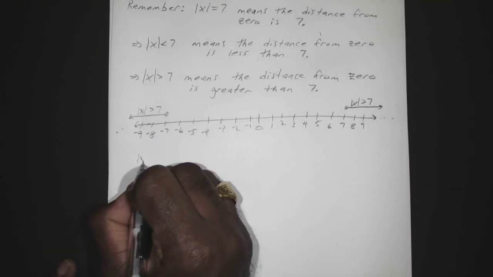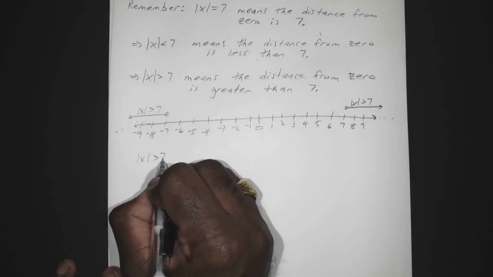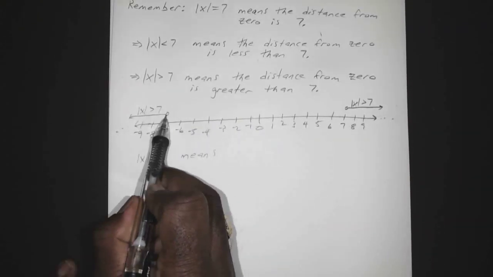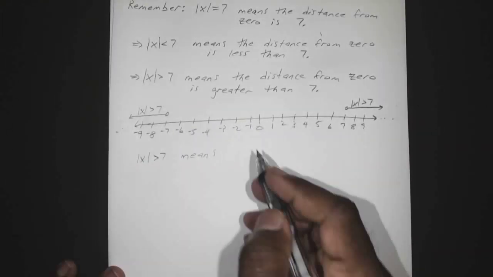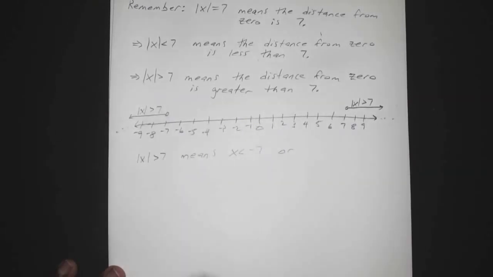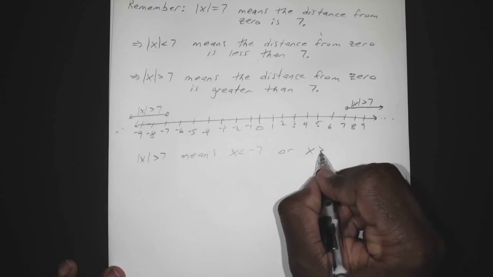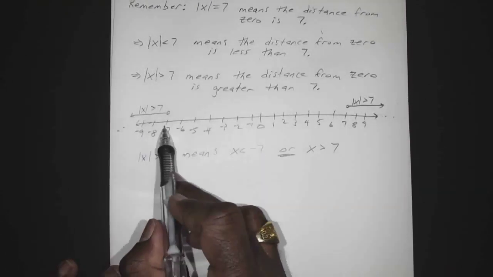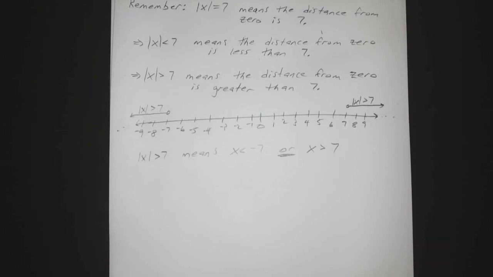Okay, so the absolute value of x is greater than 7 means that x can be less than -7, or x can be greater than +7. That's that key "or," because they can't be both at the same time. Where we had the less than, you had the "and."